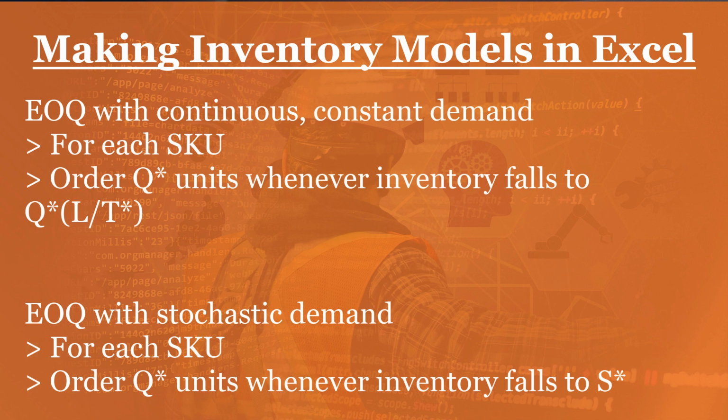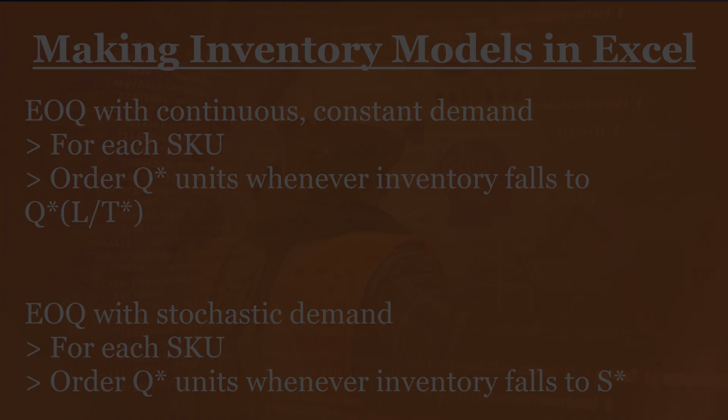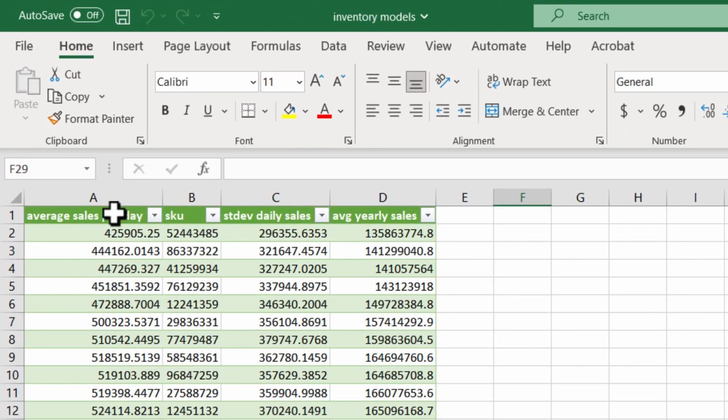As a reminder of how these models work, with the economic order quantity model with continuous constant demand, for each SKU you order Q star units whenever inventory falls to Q star times L divided by T star. And in the economic order quantity model with stochastic demand, for each SKU you order Q star units whenever inventory falls to S star.